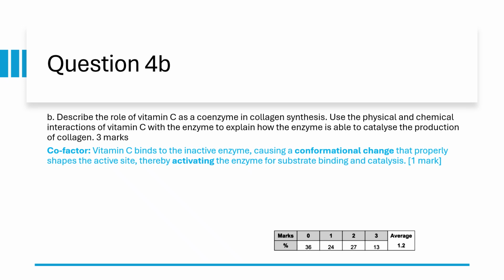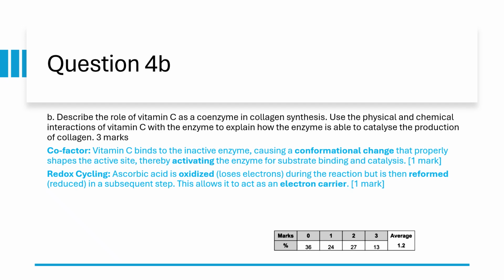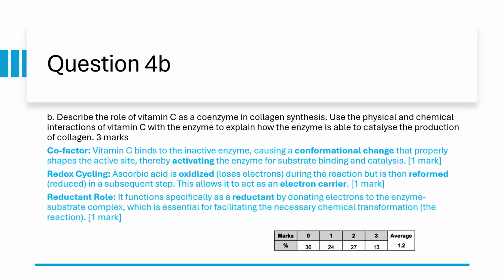Cofactor: vitamin C binds to the inactive enzyme, causing a conformational change that properly shapes the active site, thereby activating the enzyme for substrate binding and catalysis. Redox cycling: ascorbic acid is oxidized, loses electrons, during the reaction, but is then reformed, reduced, in a subsequent step. This allows it to act as an electron carrier. Reductant role: it functions specifically as a reductant by donating electrons to the enzyme substrate complex, which is essential for facilitating the necessary chemical transformation, the reaction.